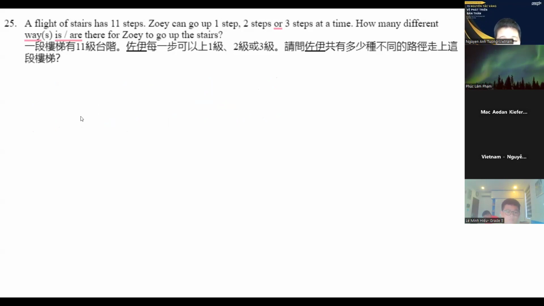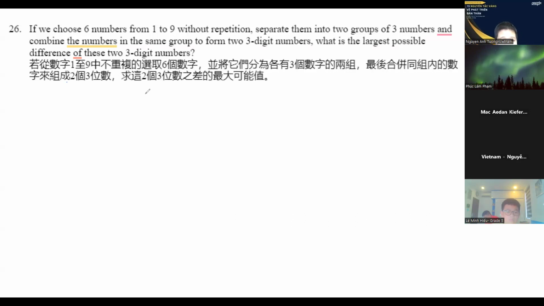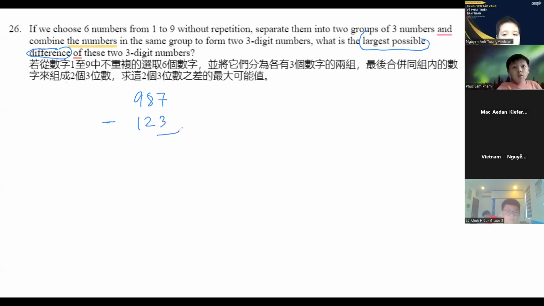So now let's go over to number 26. If we choose 6 numbers from 1 to 9 without repetition, separate them into 2 groups of 3 numbers and combine the numbers in the same group to form 2 3-digit numbers, what is the largest possible difference of these 2 3-digit numbers? This is a very straightforward question since it's asking for the largest possible difference. So we have to make the biggest 3-digit number, which is 987, and subtract the smallest, 123. That is 864.